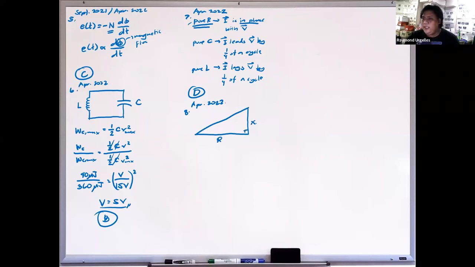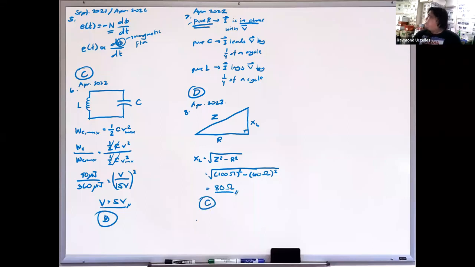So R, X of L, Z. By the Pythagorean theorem, X of L is given by the square root of Z squared minus R squared. So we have the square root of 100 ohms squared minus 60 ohms squared, which gives us 80 ohms. So our answer here is 80 ohms, that's letter C. Any questions? Number 8.